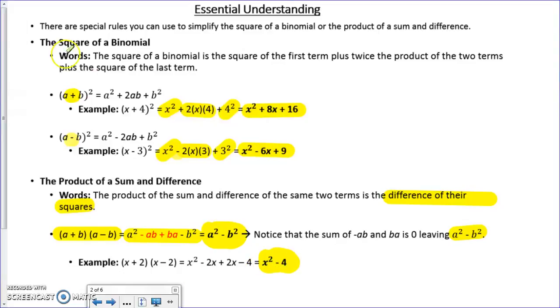In other words, for the square of a binomial, you're looking for one parenthesis to the second power with a plus or minus sign. For product of a sum and difference, you're looking for two parentheses, however, with the same terms, just one has a plus sign and one has a minus sign.